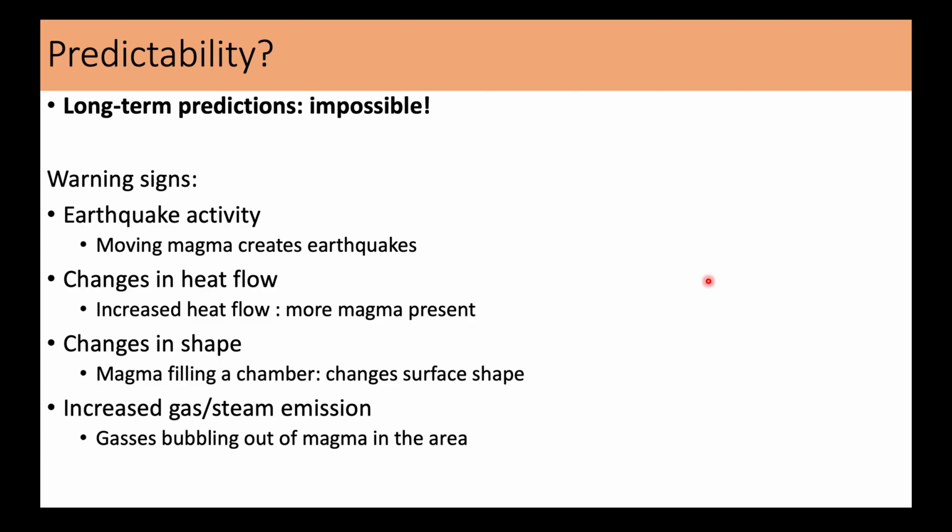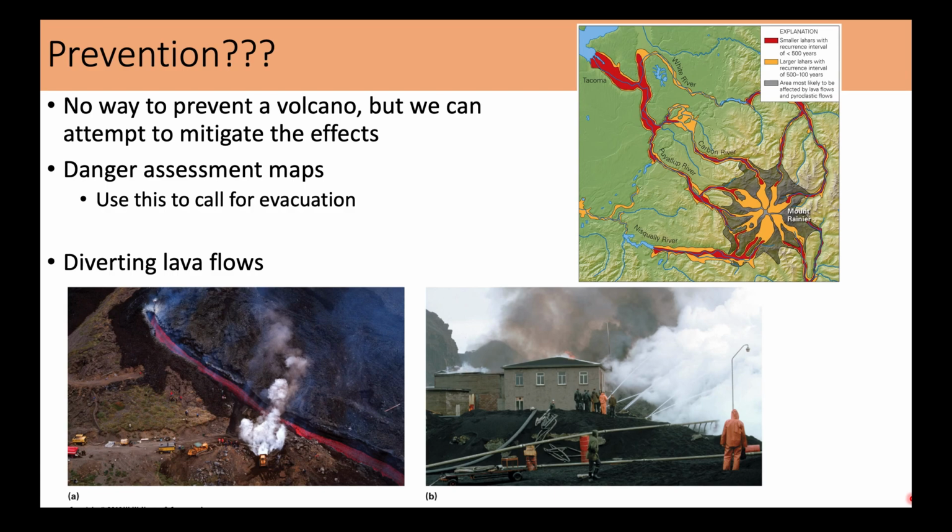So often the warning signs are not always seen as a warning. It's more, in hindsight, that explains why there was increased earthquake activity, or in hindsight, that does explain why there was increased heat flow. But if there's increased heat flow, you aren't necessarily also going to have a huge increase in earthquakes or a change in shape and increased gas emissions. So they are not very reliable warning signs, and they don't always happen all at once, and it's not always very obvious, these warning signs.